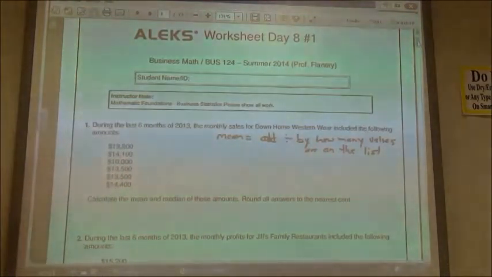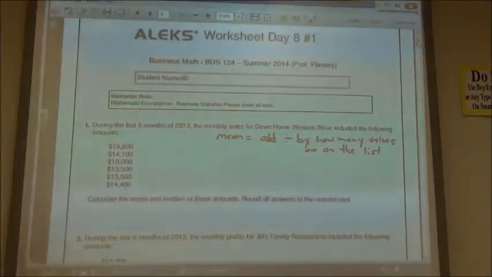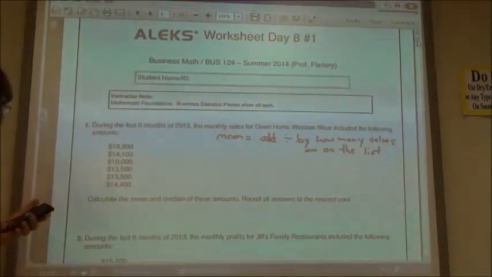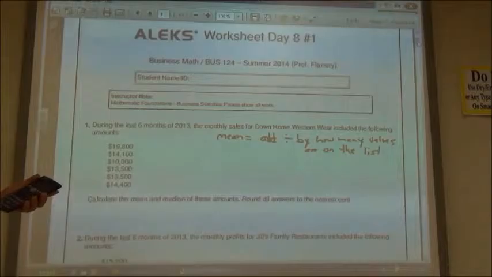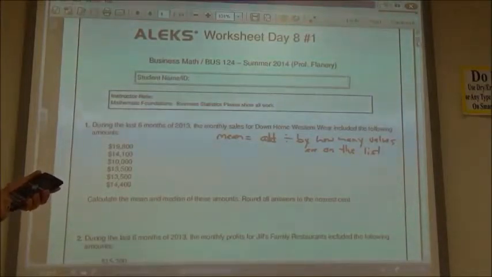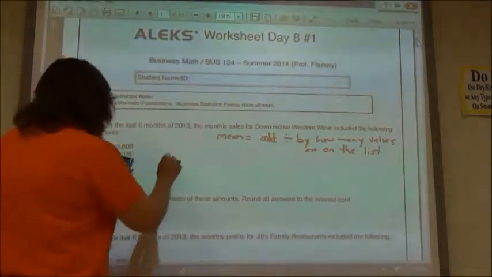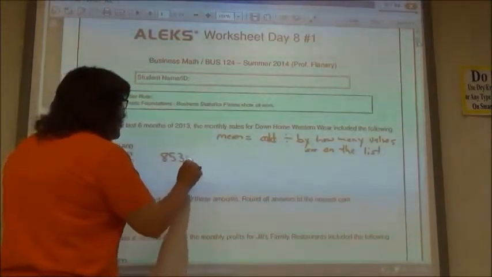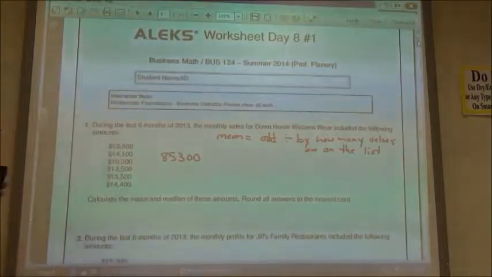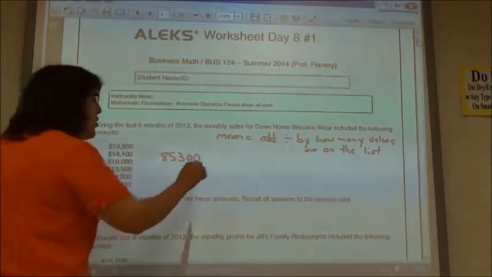So when I'm doing this, I'm going to just go ahead and grab my calculator. I want to find the total of these things first. So I'm going to take 19,800 plus 14,100 plus 10,000 plus 13,500 plus another 13,500 plus 14,400. My total is 85,300.